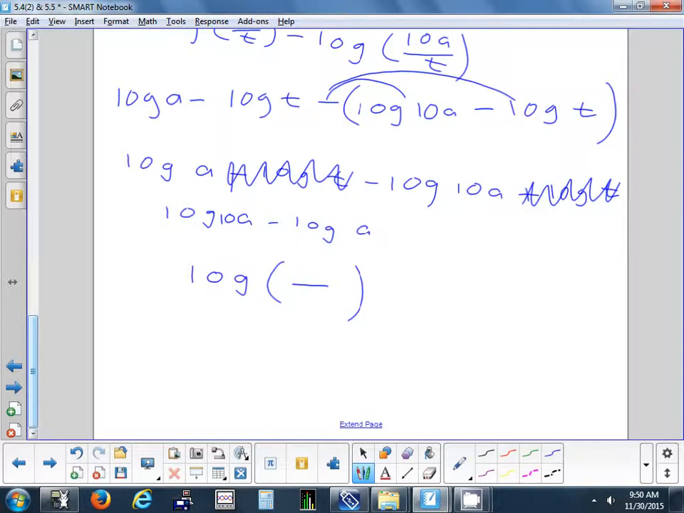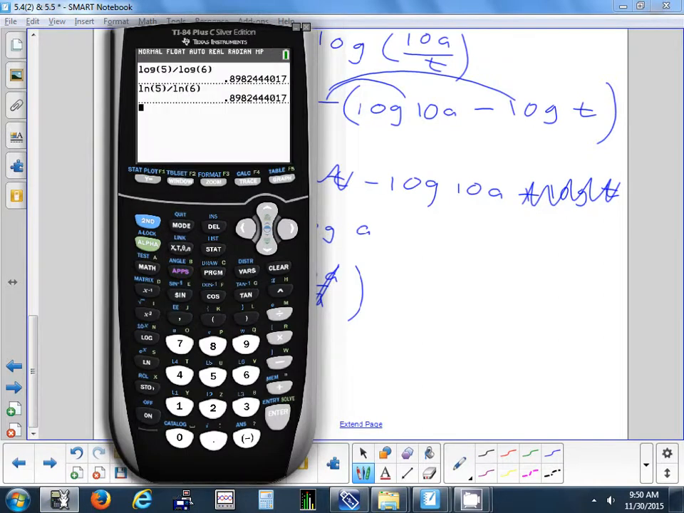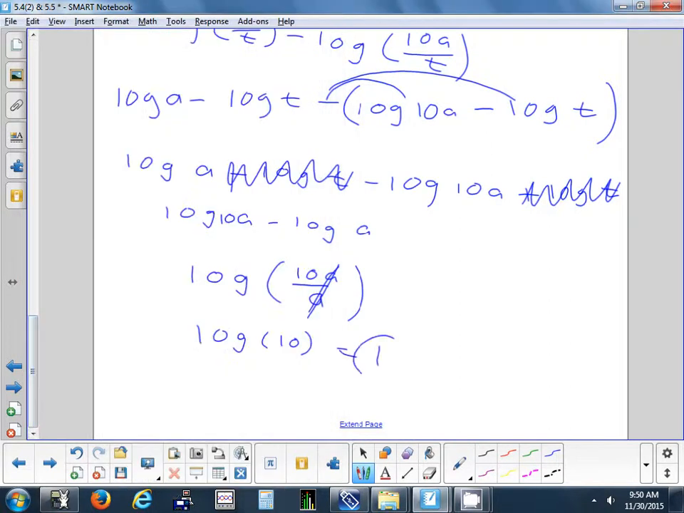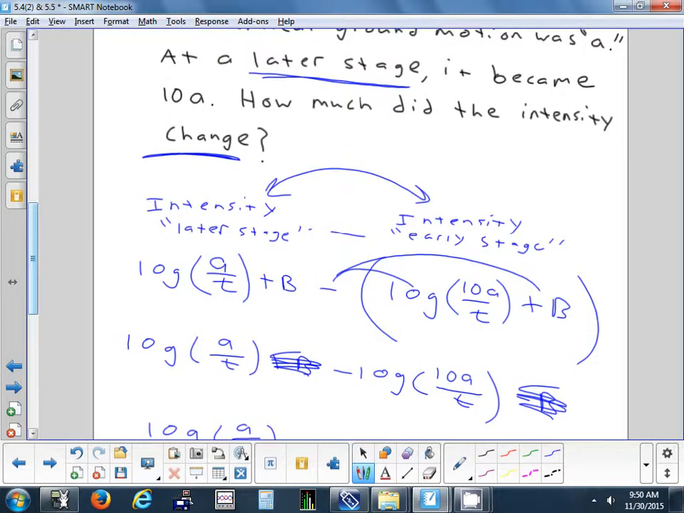So what should go on top now? 10a. And what would go on bottom? A. And then the a's would cancel out. And the only thing you're left with is the log of 10. When I type that in, what do you think I'm going to get for an answer? Yeah, the log of 10 comes out to 1. So a difference in 10 times the amplitude, it's a difference of 1 on the Richter scale. Okay, the only reason I had to flip it is because I think at the very first step, we probably should have switched the order we subtracted in, but all the same stuff would have happened.